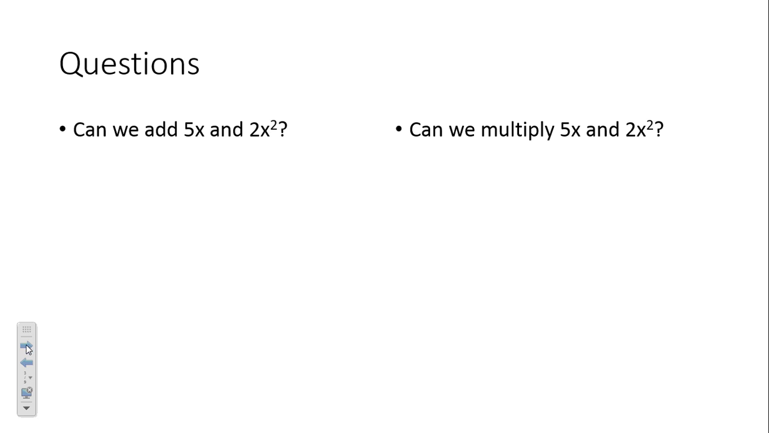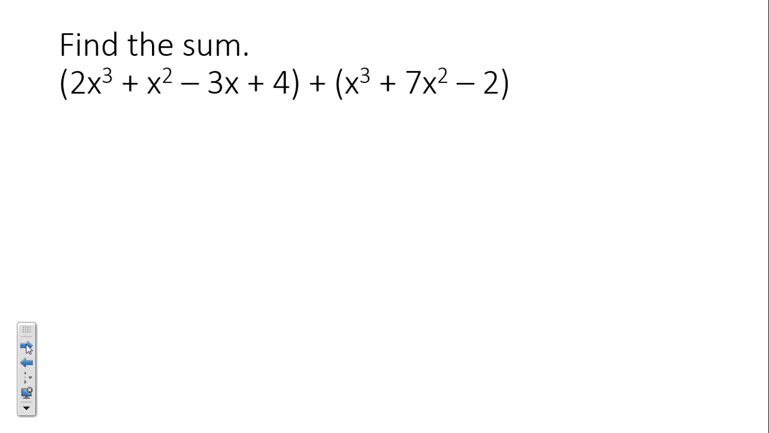All right. So we're going to try to find the sum of these guys. And this is number 1 on your notes sheet. Okay. So we have 2x to the third plus x squared minus 3x plus 4. And we're adding the polynomial x cubed plus 7x squared minus 2. So what are we going to do?